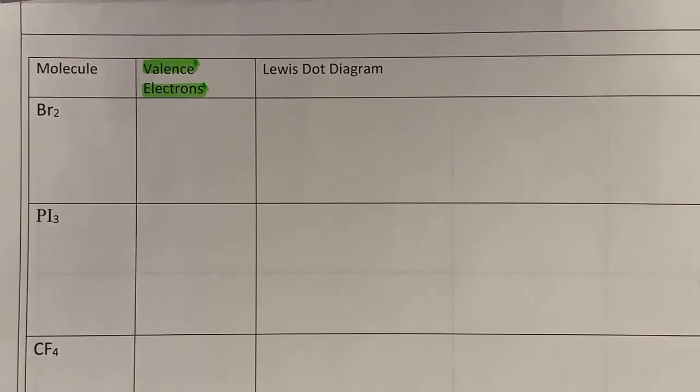But I don't care about all of the electrons. I only care about valence electrons. Valence electrons are the electrons in the outermost shell. These are the ones that can be lost or gained in ionic bonding. These are the ones that are shared in covalent bonding. These are the ones that react in chemistry, and they're the only ones that I care about.